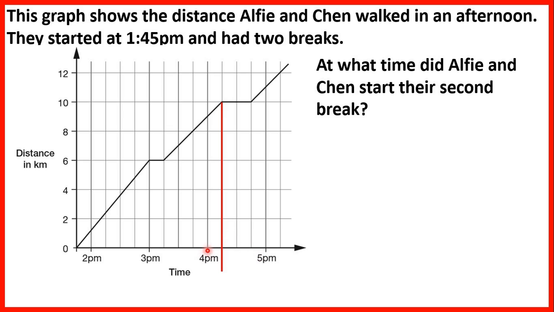To get from 1 hour to the next, we have 1, 2, 3, 4 lines, and because that's the first line after 4, we have 1/4 past 4, which we write as 4:15, because remember, there's 60 minutes in an hour, and 1/4 of 60 is 15. So they started their second break at 4:15 p.m.